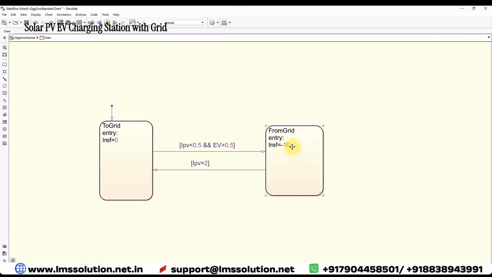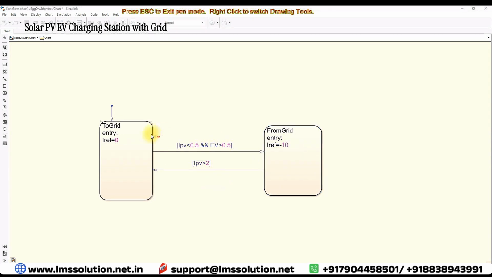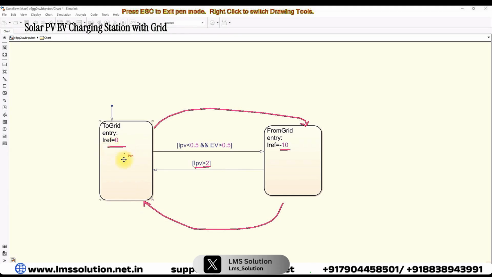Here you can see that we are checking the PV current. If the PV current is less than 0.5 amps, that means there is no power generation from the PV, and if the EV is enabled, then we have to charge the EV via the grid. We are taking power from the grid. So, for example, the condition will change from this point to this point, and we are getting the power from the grid to charge the EV. When the power generation from the PV is more than 2 amps, then we jump from this logic to this logic. That means we are not taking any power from the grid. The reference here we are making 0.